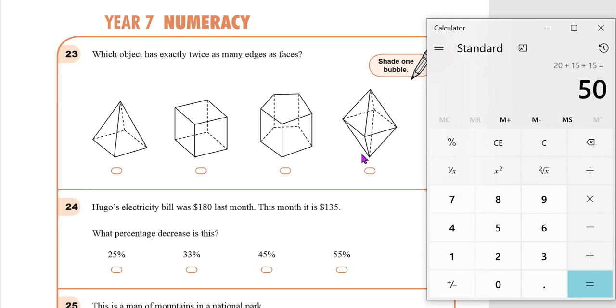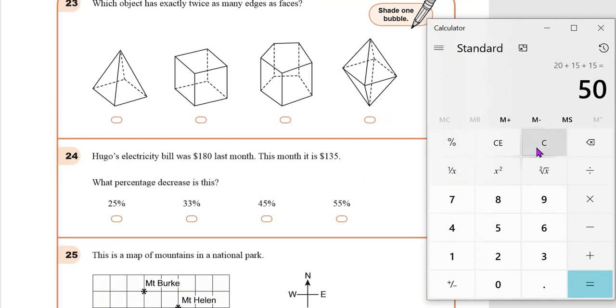This one is just counting, so as long as you know your 2 times tables, you'll be able to know if one of them has 12 edges and 6 sides as an example. Should be easy enough. This next one, if $180 was the bill, and this month it's $135, you can just do 135 divided by 180. That gets you 75%, and hence 1 take 0.75 gives you your 25% decrease. So that's an easy one.